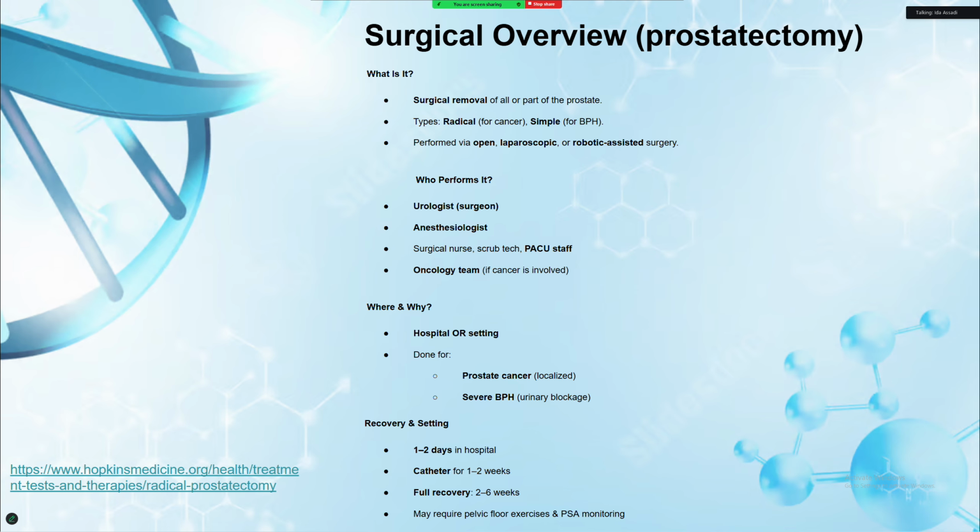The main surgeon is a urologist, but the team also includes the anesthesiologist, scrub tech, surgical nurses, and if cancer is present, an oncology team may also participate.